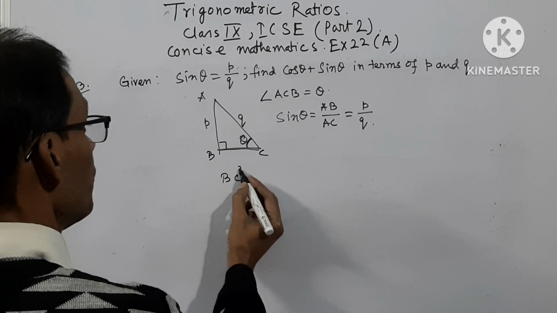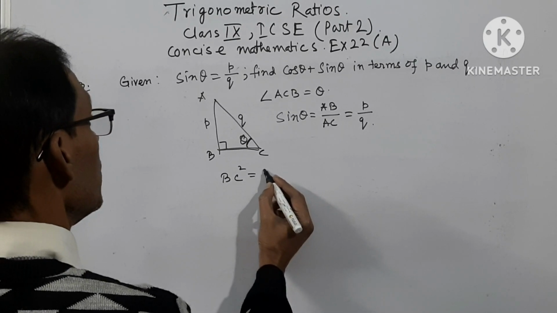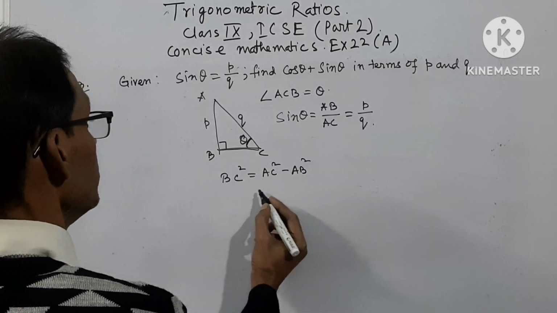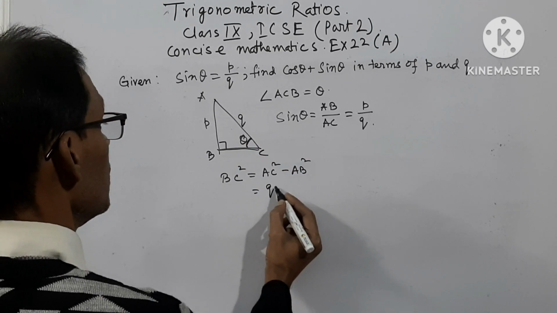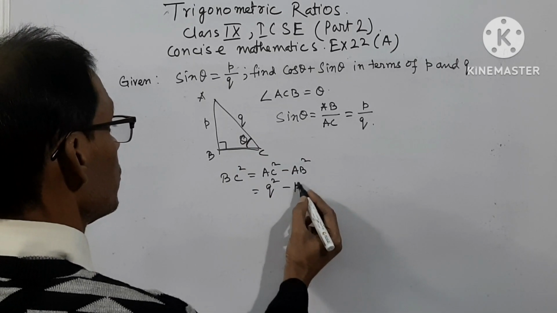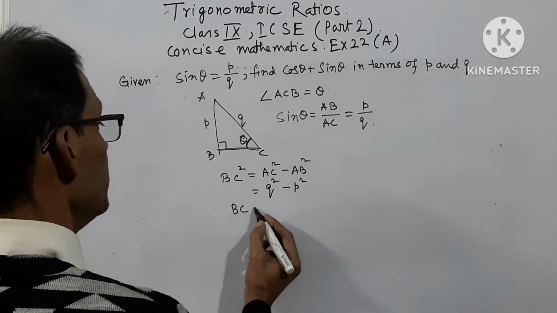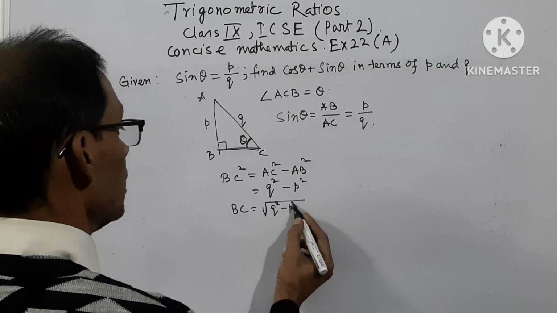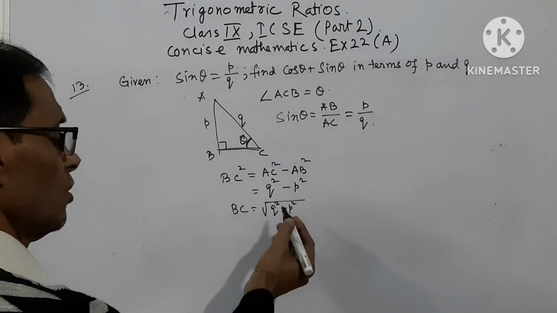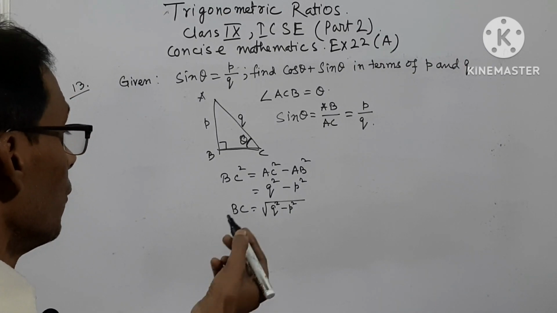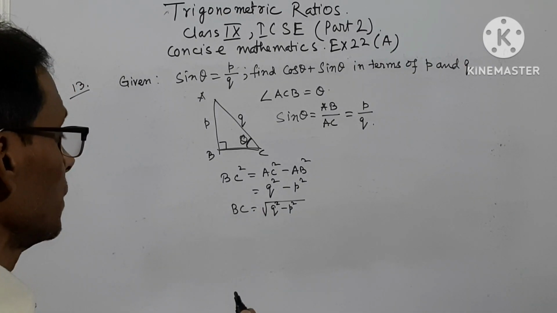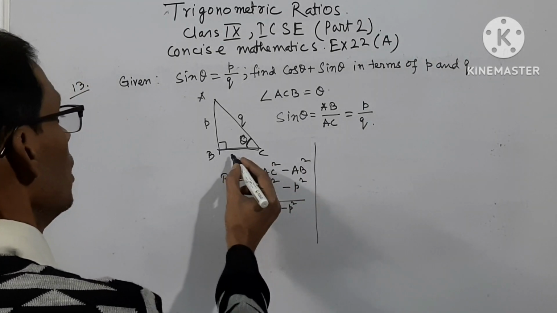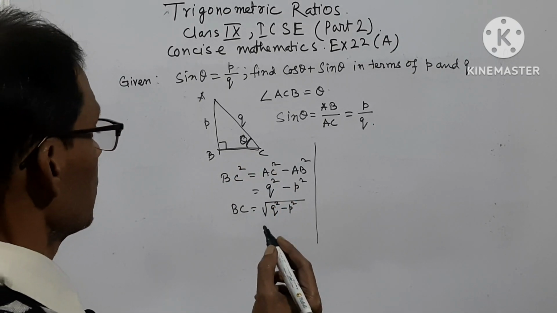So BC square equal to AC square minus AB square. AC is Q, so Q square minus P square. So BC will be root over Q square minus P square. Children, it is not possible to find the square root of Q square minus P square, so we will keep it like this only. So BC we found is under root Q square minus P square.